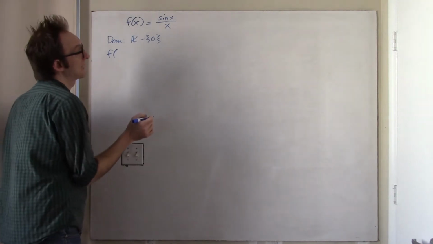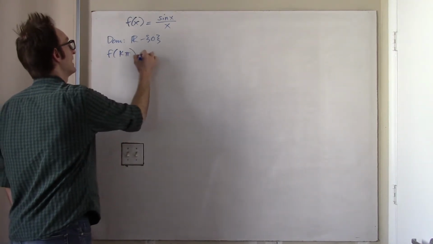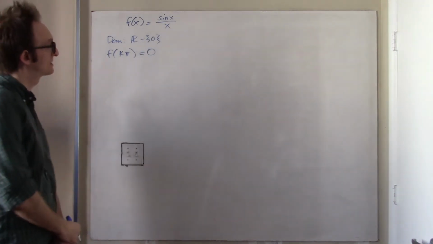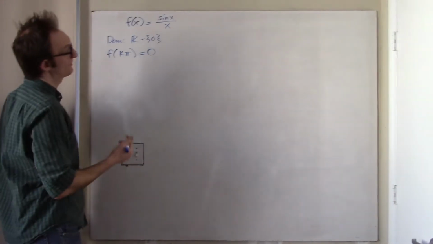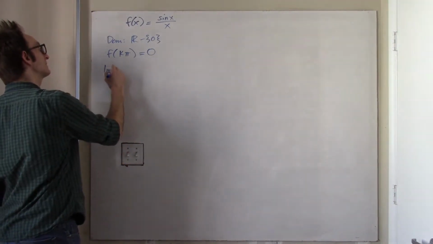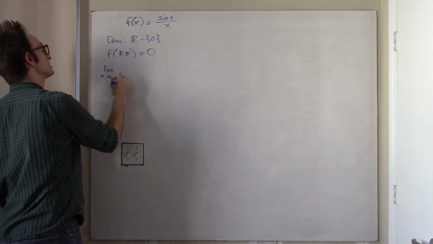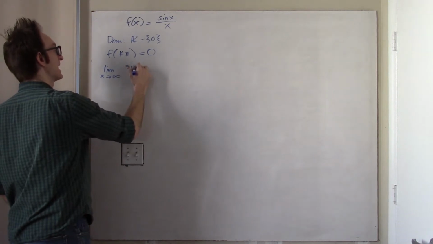So when is sine 0? Well, at every k pi. So we're going to get roots at every k pi. That's kind of nice to know. What other kinds of properties can we say about this? Well, end behavior. What happens as x goes to infinity? And since we're talking about limits, we might as well just start talking about them. So what is the limit as x goes to infinity of sine x over x?